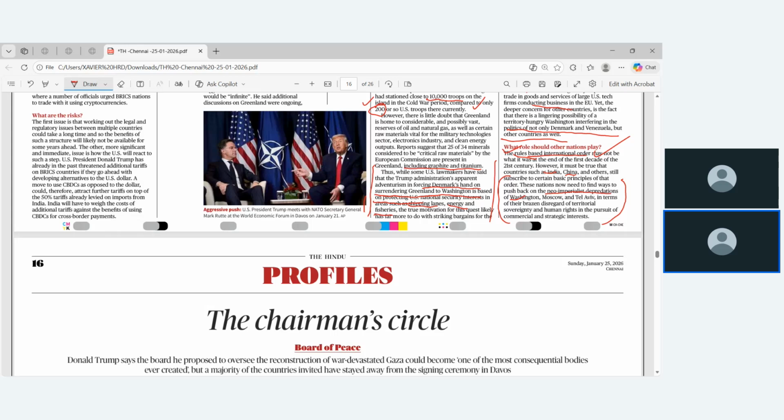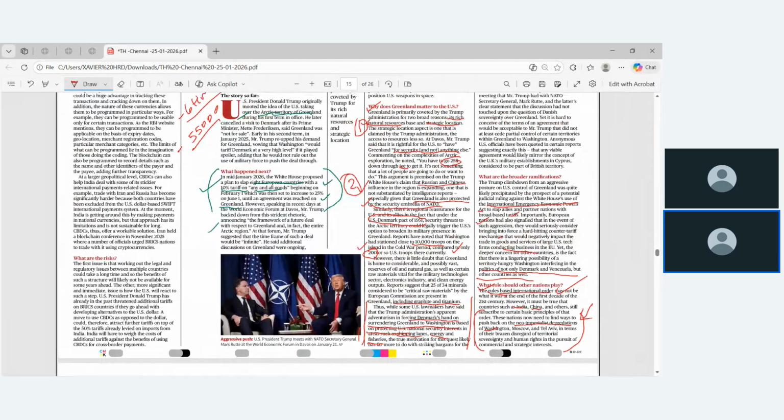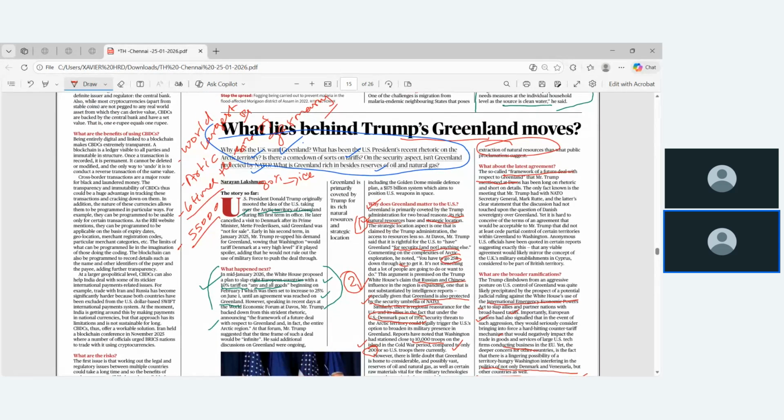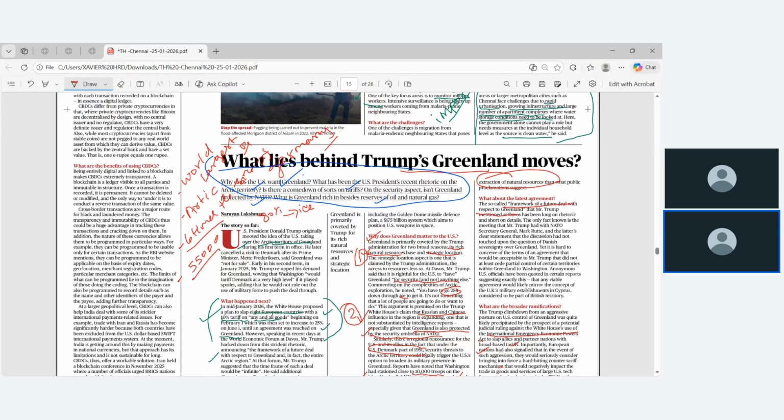The other countries must give more importance to their sovereignty and human rights, in the pursuit of commercial and strategic interest. This is the idea given to other countries. So these are the overall points discussed about Greenland. In upcoming newspapers it will become very clear how Greenland and Denmark will act against the US rule-based international order, how it is going to react, and how European Union countries are going to support. We will see this in the upcoming newspaper issues.